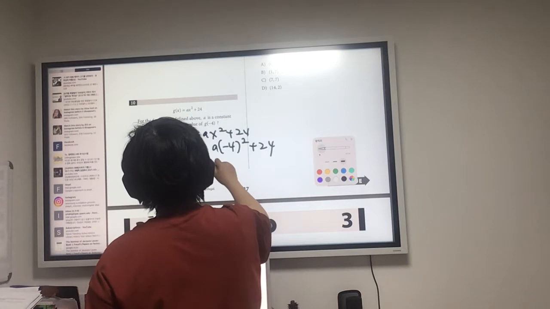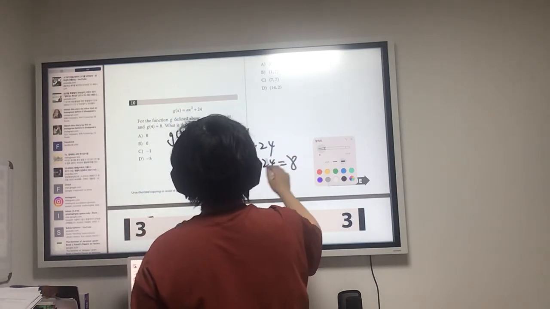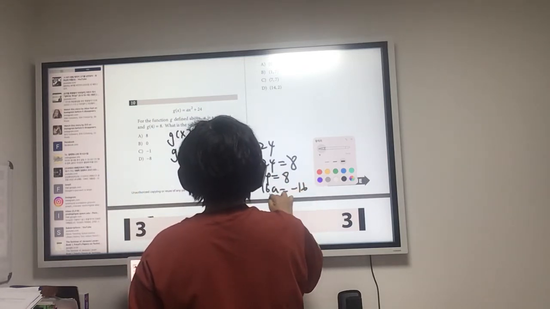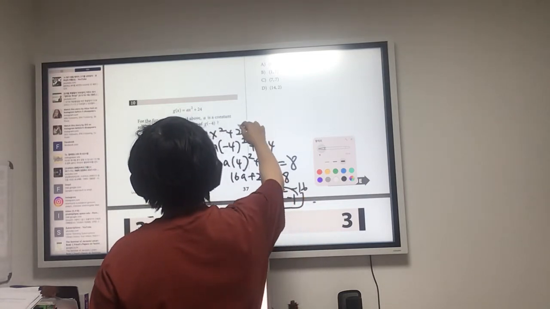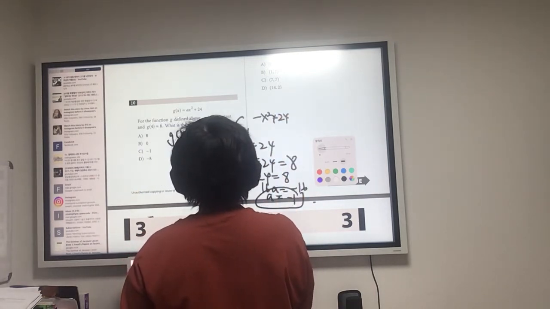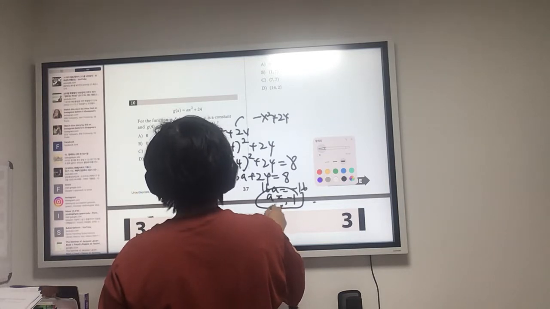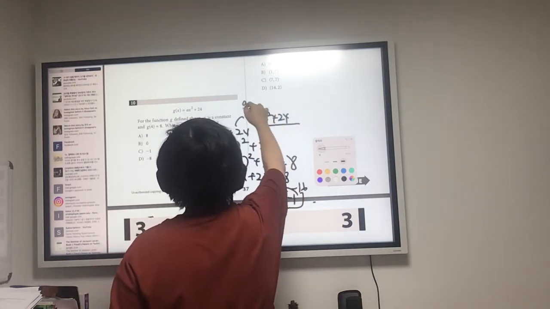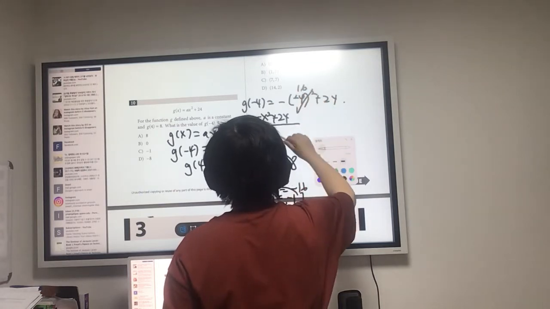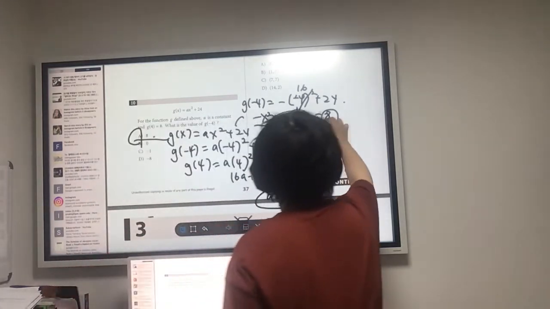g(4) equals a times 4 squared plus 24 equals 8. So that would be 16a plus 24 equals 8, 16a equals minus 16, a equals minus 1. So if you do that, minus x squared plus 24 would be g. What would g of minus 4 be? It would be minus 4 squared plus 24, so minus 16 plus 24, which is 8. So the answer would be 8.